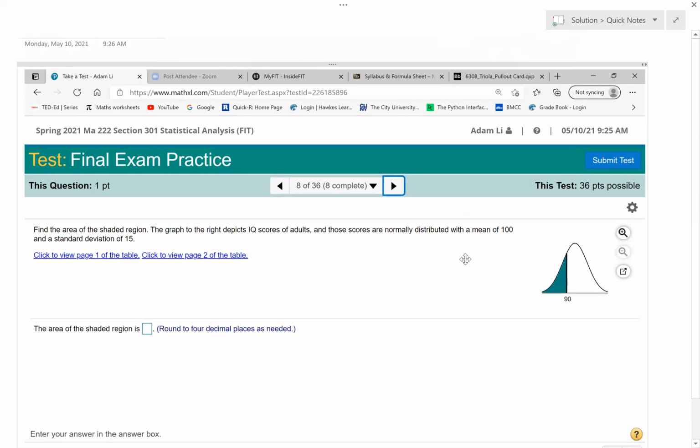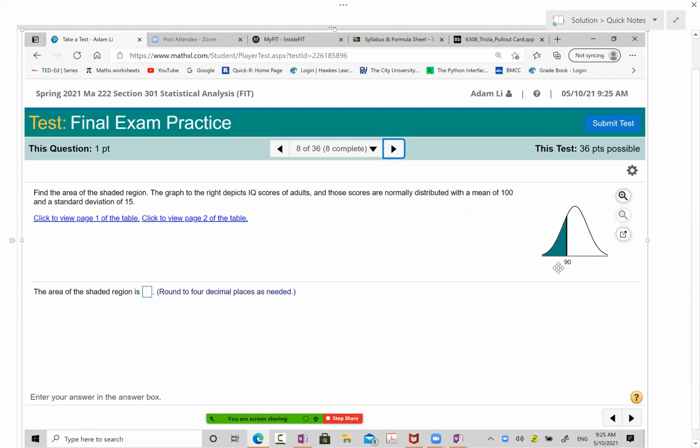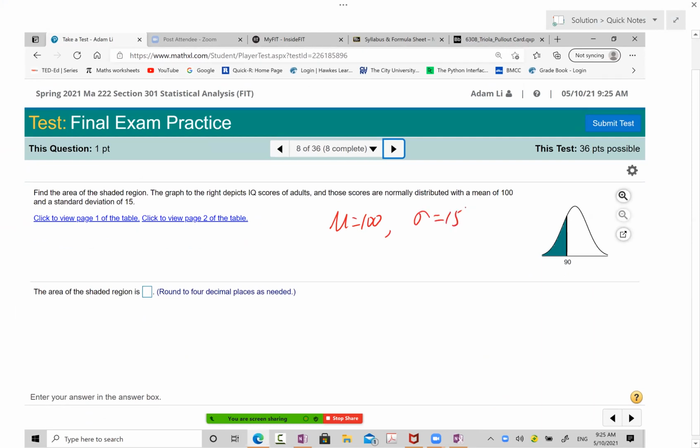One more time. Zoom in a little bit. Okay, so here we go. So we know the mean, which is mu equal to 100. Standard deviation is 15. And you want to find out the area to the left. The IQ score here is 90, so x equals 90.